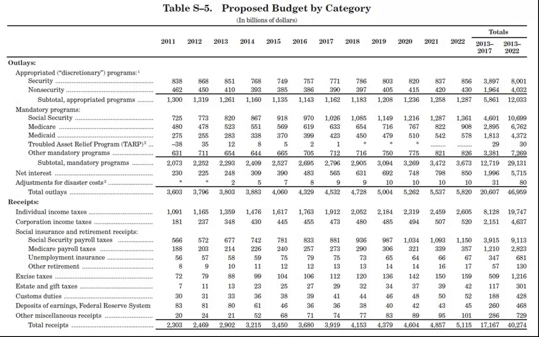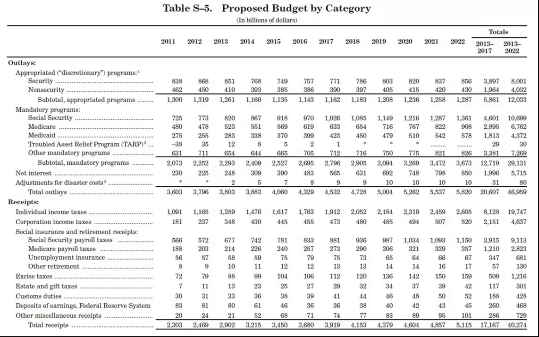You want to see something amazing? Let me show you two slides from our arsenal of hundreds that'll knock your socks off. This here is what's referred to as table S5. It's the proposed budget by category. If you just Google that phrase, you'll find it at whitehouse.gov. This is the most recent updated information from the government.